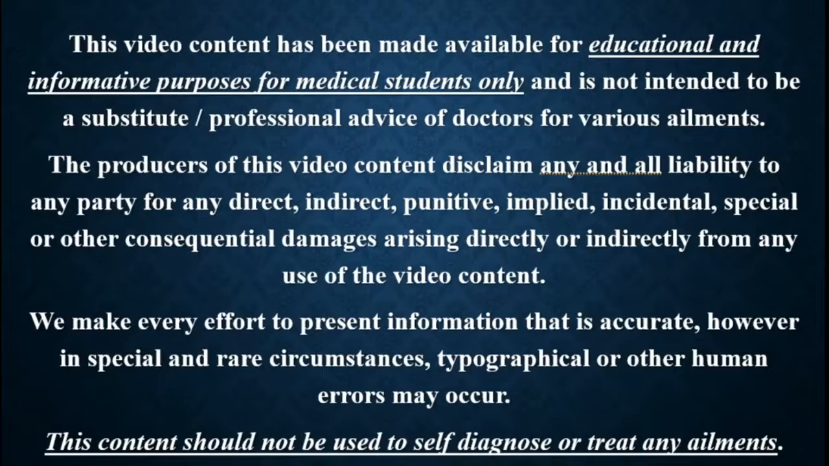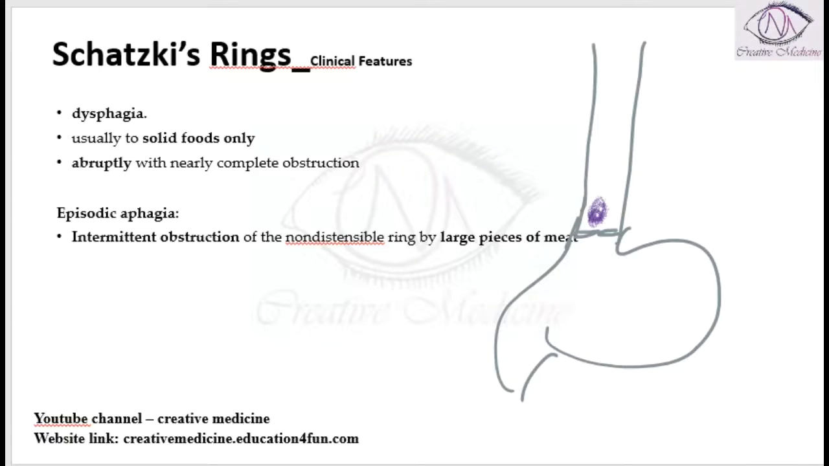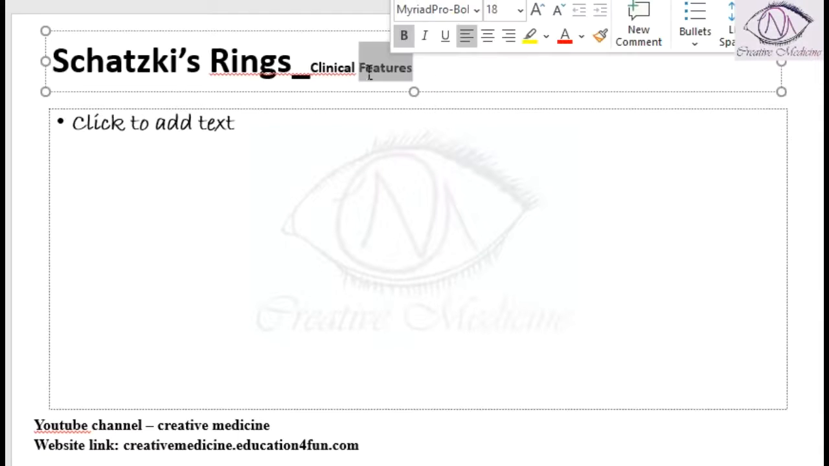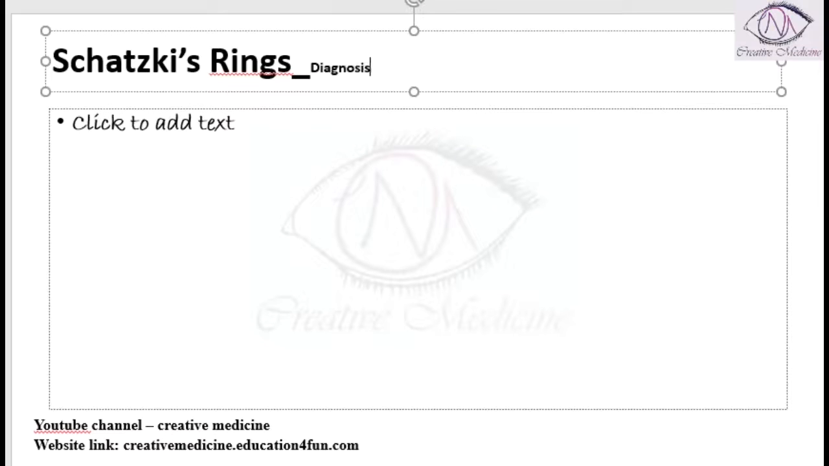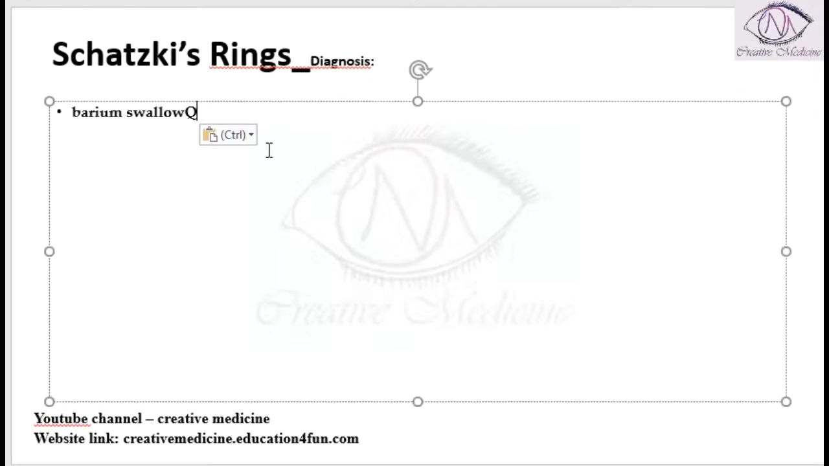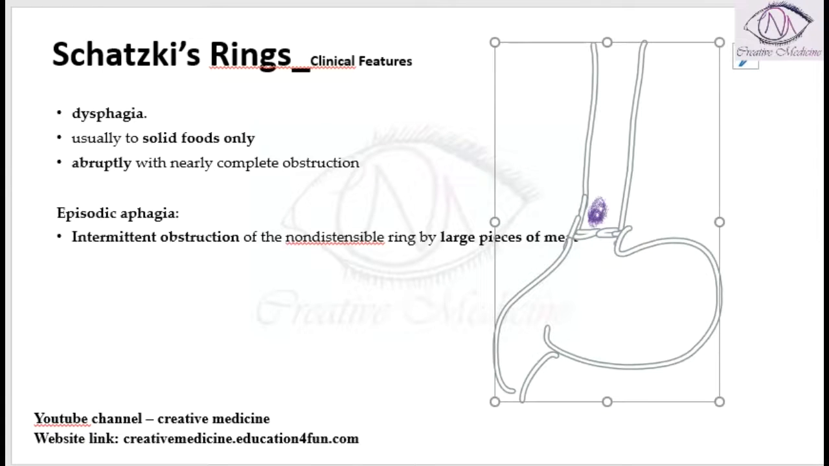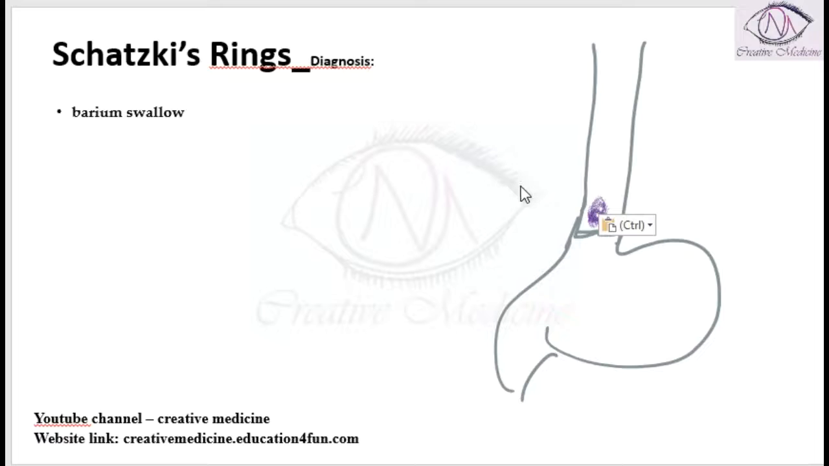In this lecture, we will learn about the diagnosis of Schatzki's ring. For the diagnosis of Schatzki's ring, a barium swallow can be done. If you do a barium swallow, you can find out that there is a ring present. This is the picture of the Schatzki's ring. If you do a barium swallow for this Schatzki ring, you will see something like this.